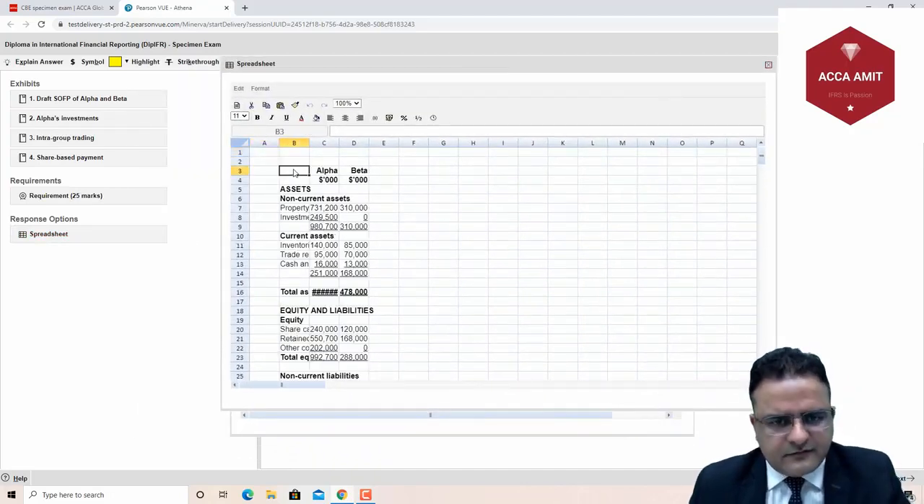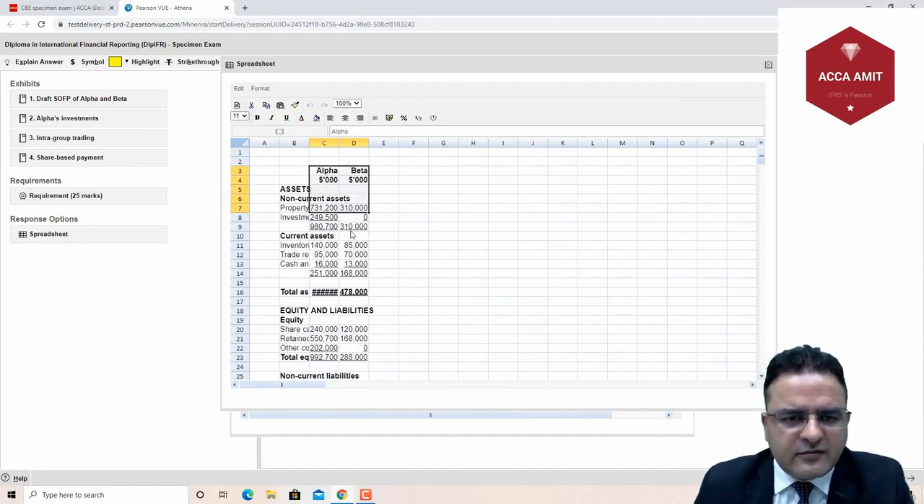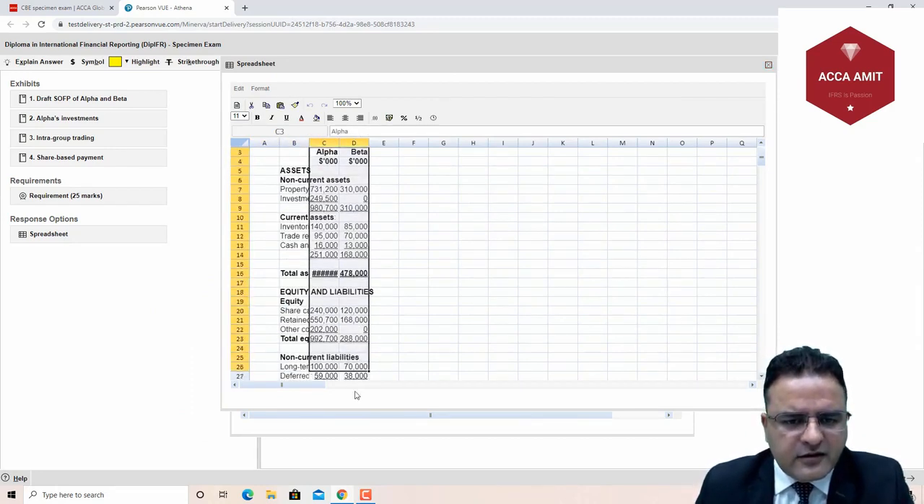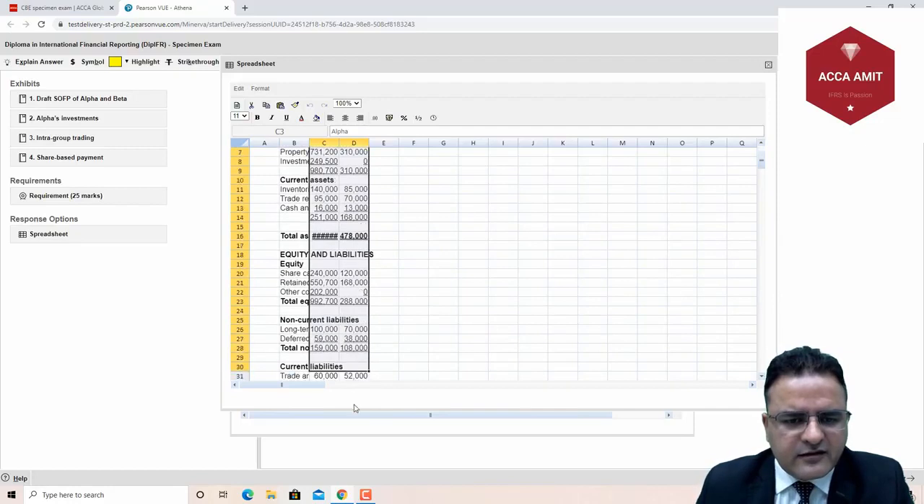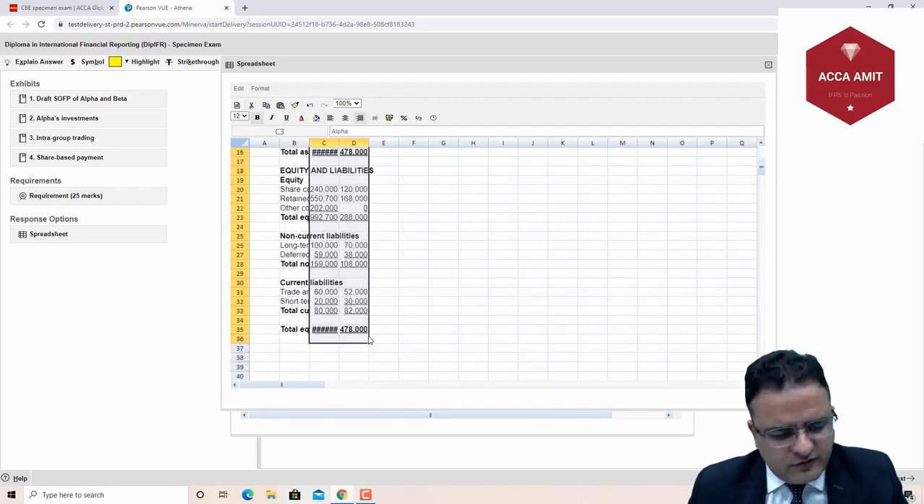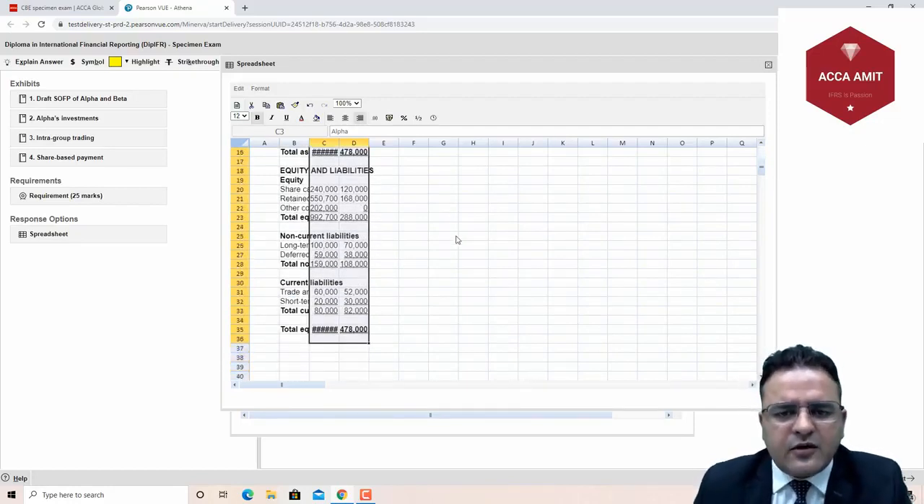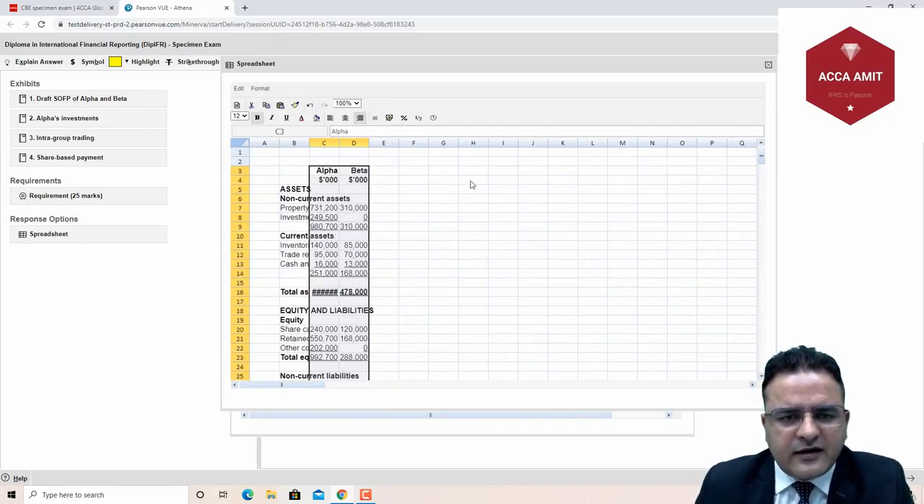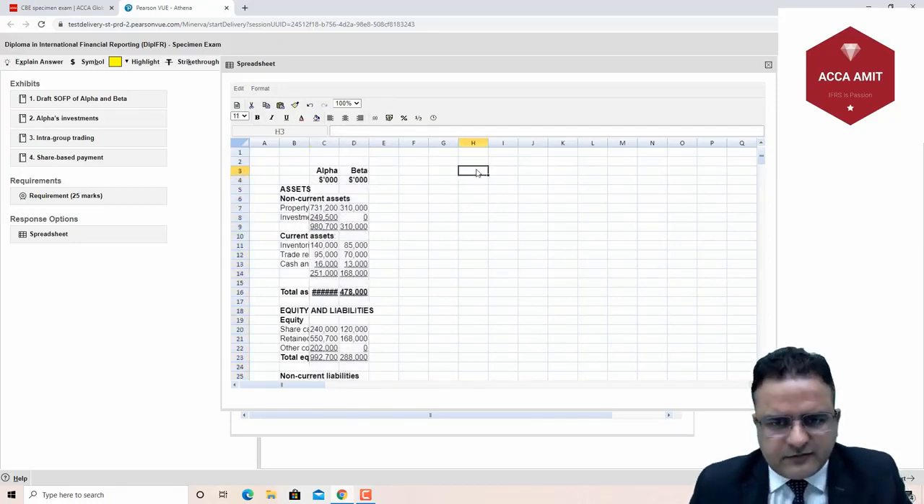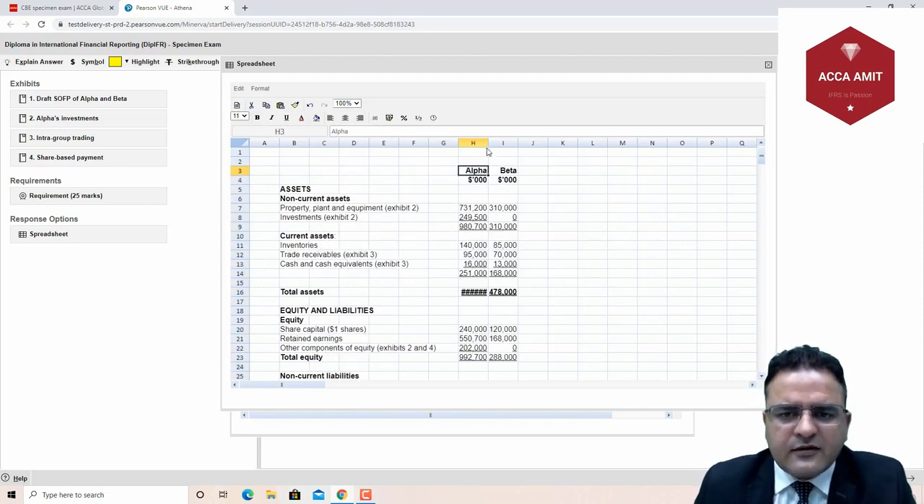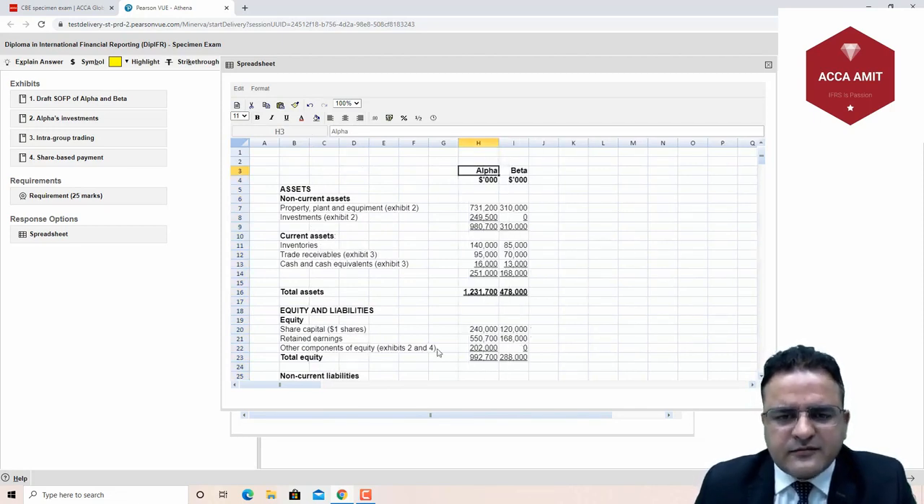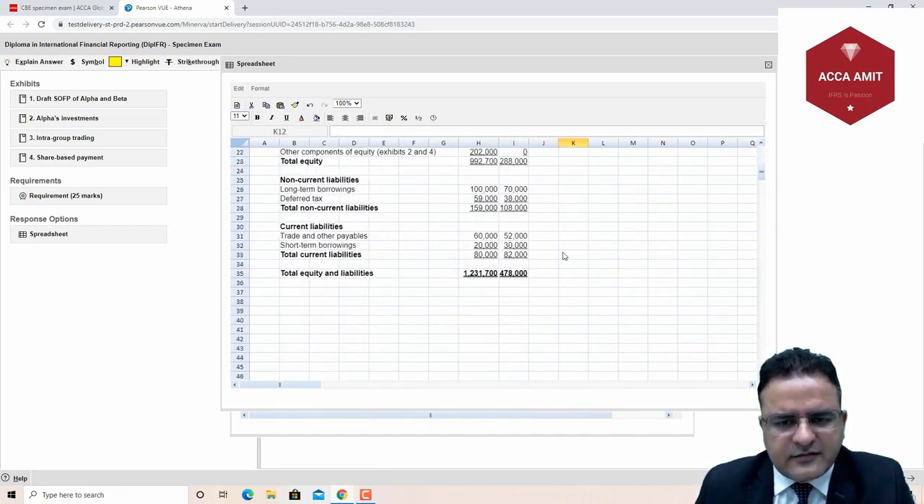Paste it here. When you paste it here, some of the figures may not come as clean as we want, so simply use the features of cut and copy and spread them as you want. Now they look clean and clear. So this is the status.